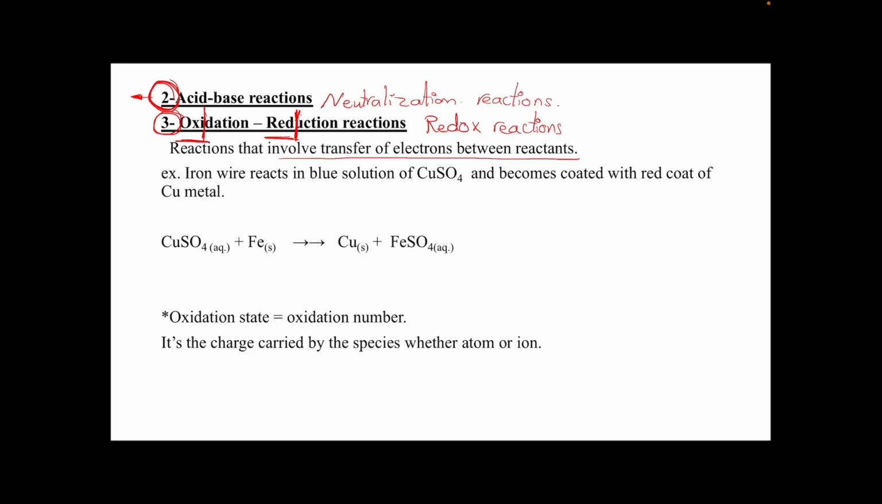Redox reactions are the reactions that involve the transfer of electrons between reactants. Electrons move from one compound to the other. The compound that loses electrons is oxidized, and the compound that gains electrons is reduced.